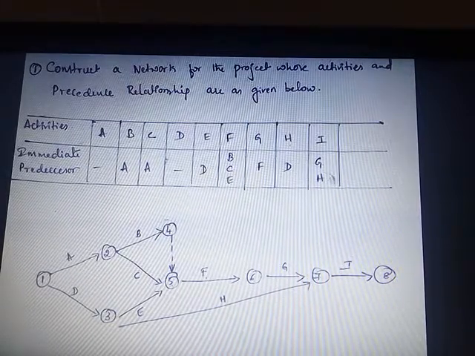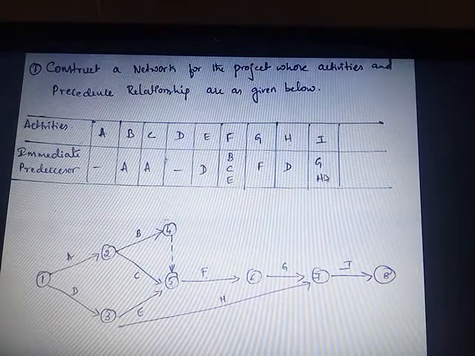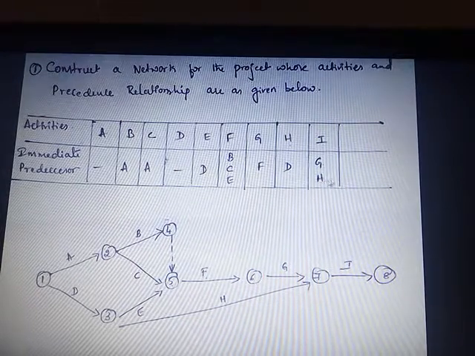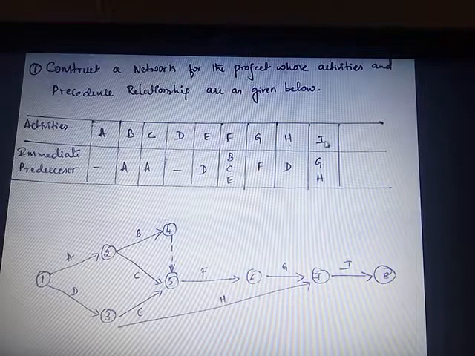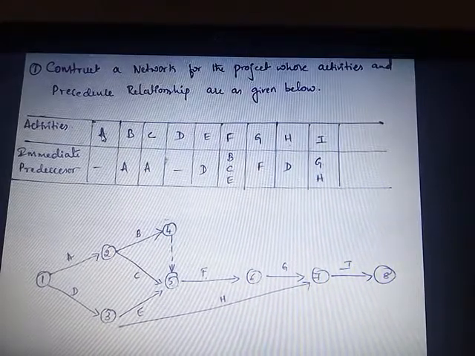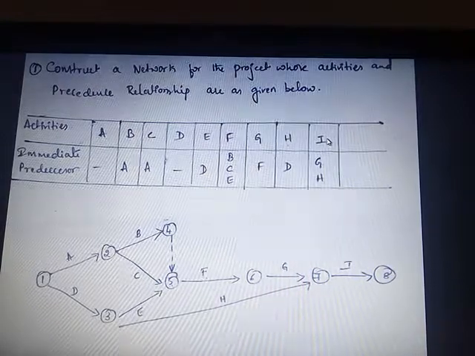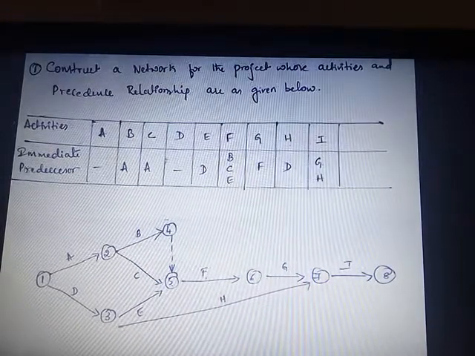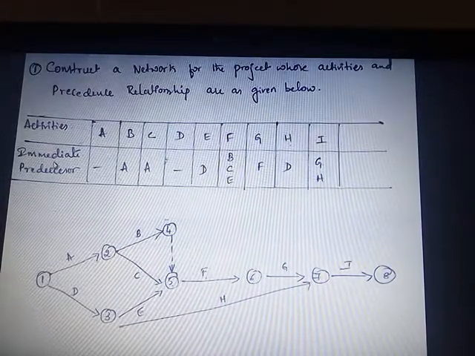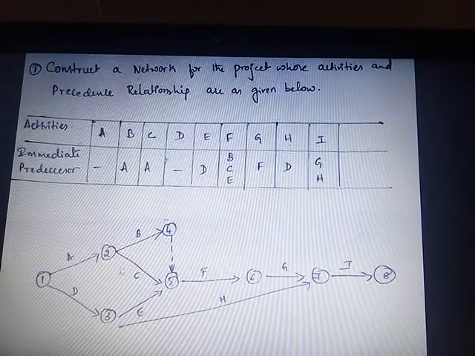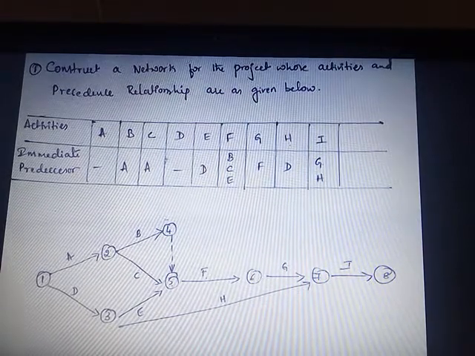Next, G and H are the immediate predecessors, and after the completion of G and H, the ending activity is I. That is, the starting activity is A and the ending activity is I. Before construction of the network, first we have to analyze the activity as well as the immediate predecessor. This is the network, how we have to construct.